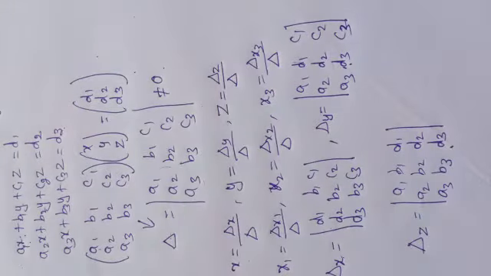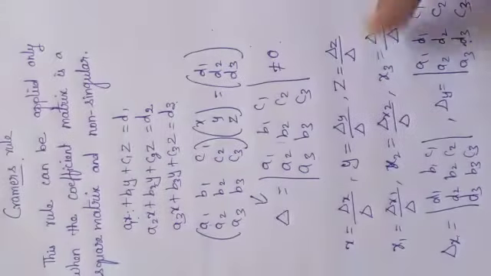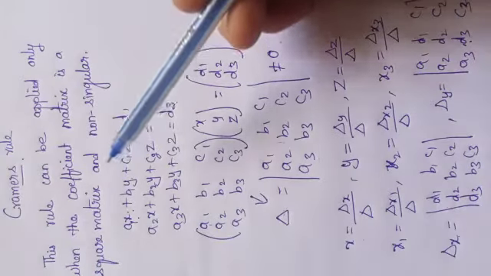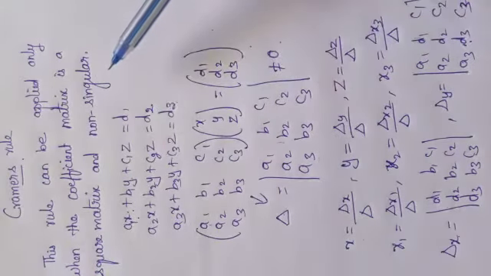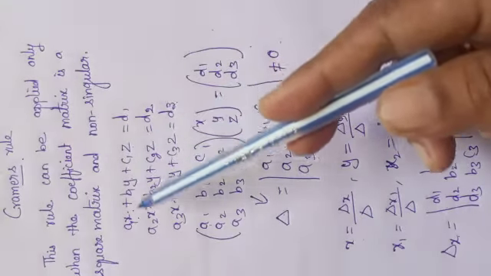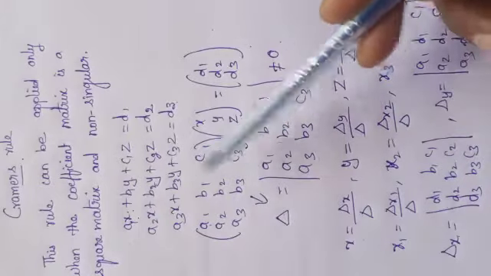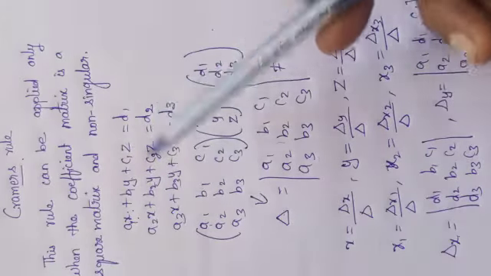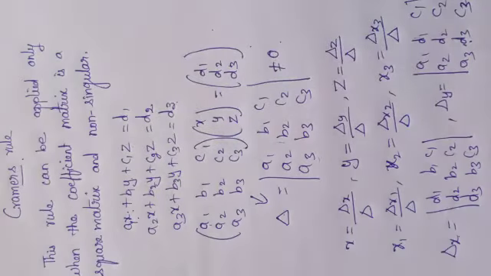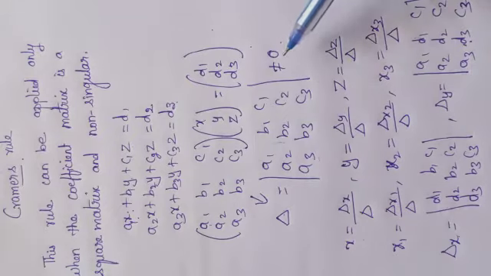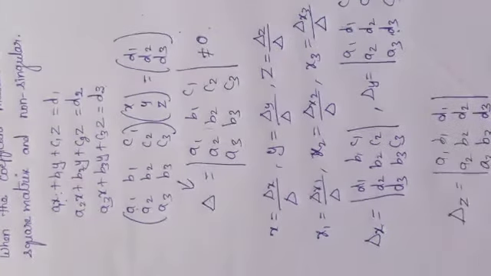Once again, let us recall. In order to use Cramer's rule, the coefficient matrix must be a square matrix and it should be a non-singular matrix. The coefficient matrix is nothing but the matrix formed by using the coefficients of the variables x, y, z or x1, x2, x3. We have to find delta first.